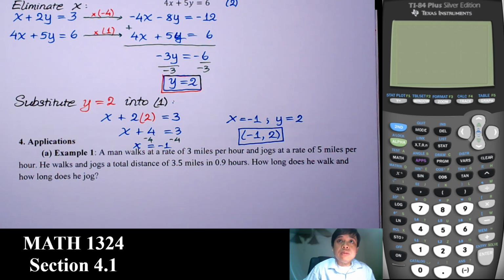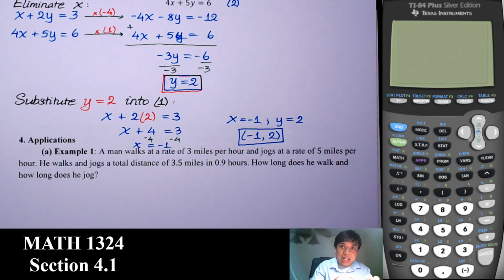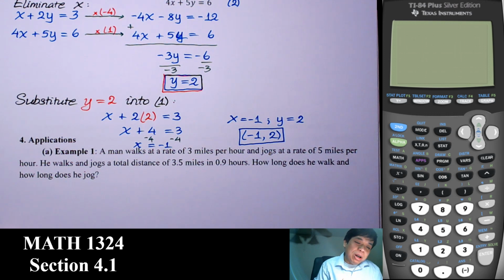Right. Now we have a word problem. A word problem is a math problem. We just translate the words into math, and then we just solve the math problem. That sounds a lot easier said than done. Right. Let's look at the problem and see what we did.